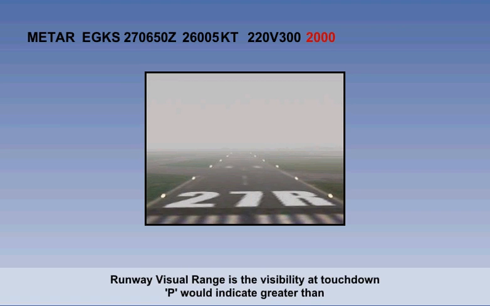The visibility on approach can vary significantly from the horizontal visibility, and hence, in situations of poor visibility, the RVR can be very important. Note, however, that RVR is reported for the touchdown zone only. The RVR visibility can be given as P1500 to indicate greater than 1500 meters.